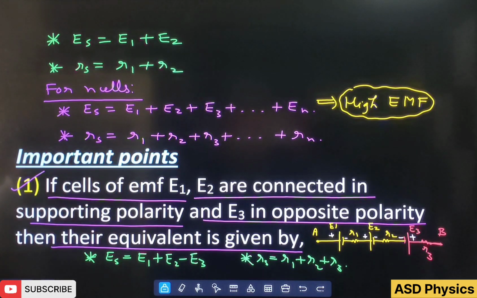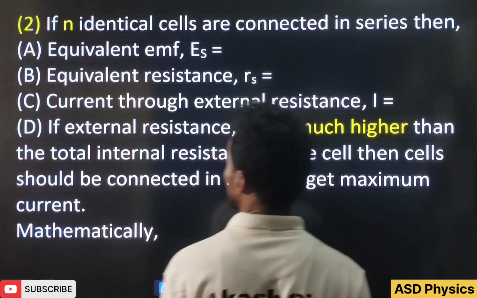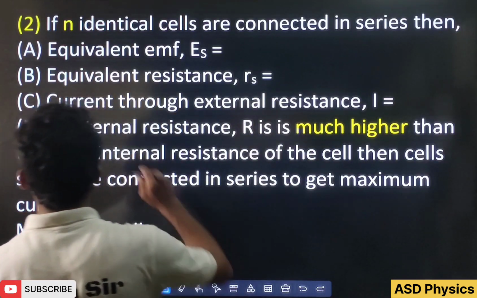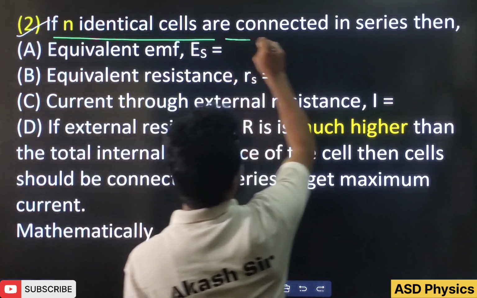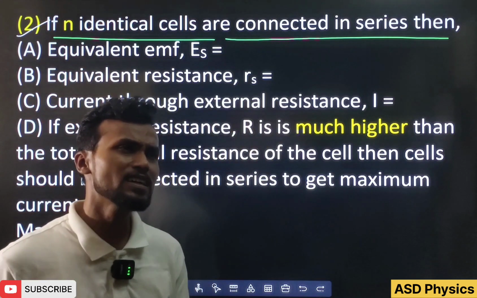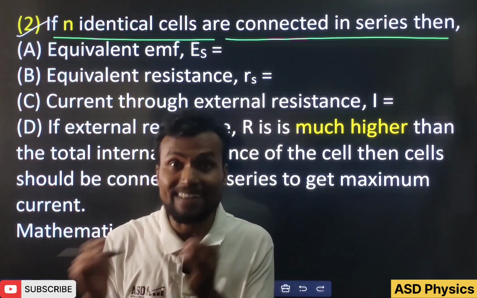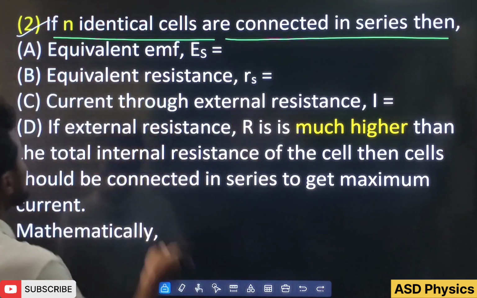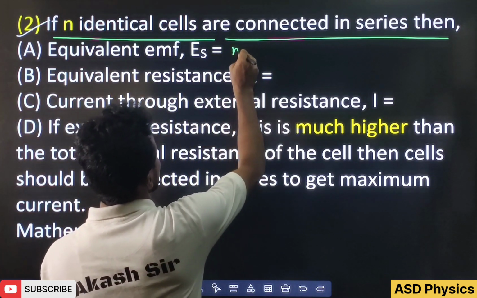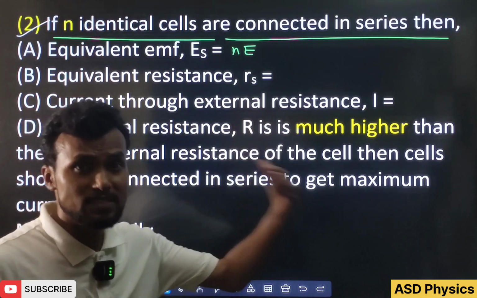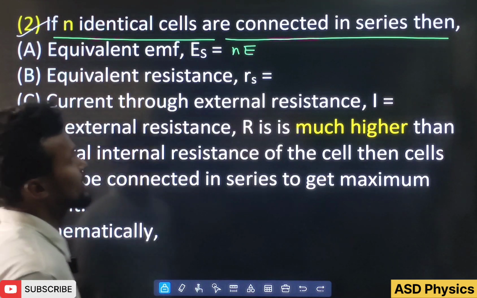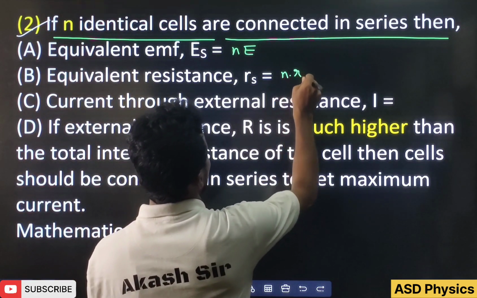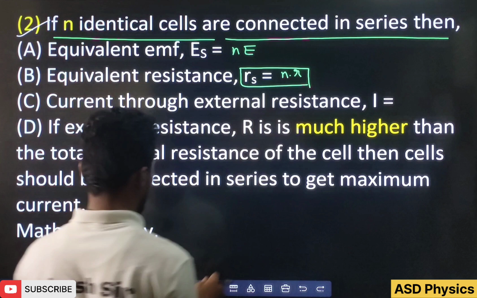Okay, so you have to remember that by default it is supporting polarity, but if the question says otherwise, then we have to see that. Now the other points. The second point: if n identical cells are connected in series, identical cells means each and every cell has EMF E and the same internal resistance r. In this situation, the equivalent EMF ES is given by nE, because E plus E plus E, n times, becomes nE. Similarly, equivalent resistance is Rs equal to nr. Remember that.